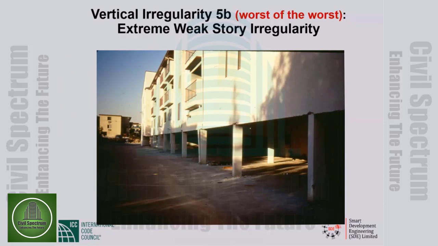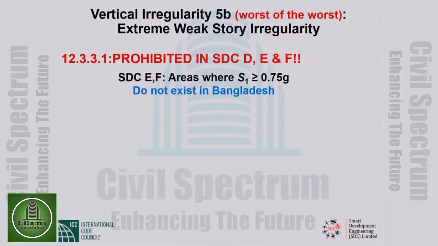A building like that could very well have a soft story as well as a weak story. Typically, it is both, and it may even be extreme soft story and/or extreme weak story. You have to be very, very careful with this. 5B, extreme soft story, is prohibited even in design category D. This is big. Okay, it is prohibited in design category D.